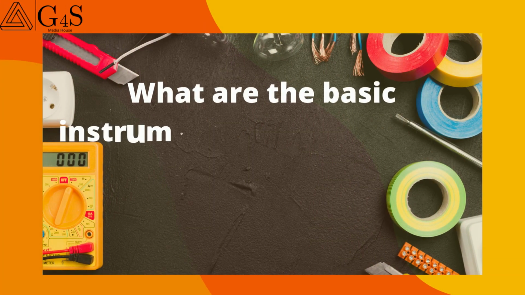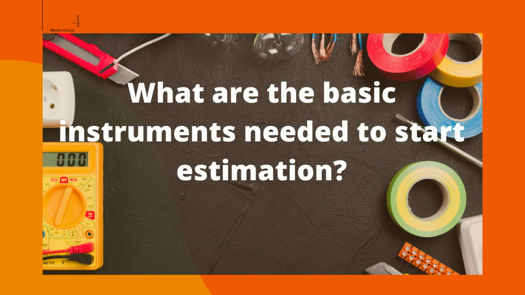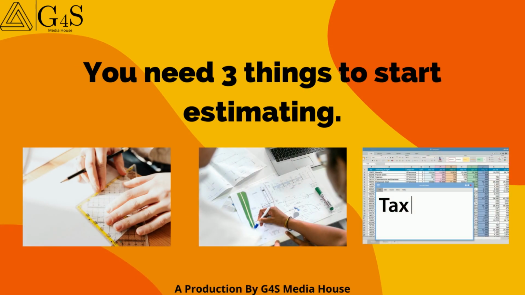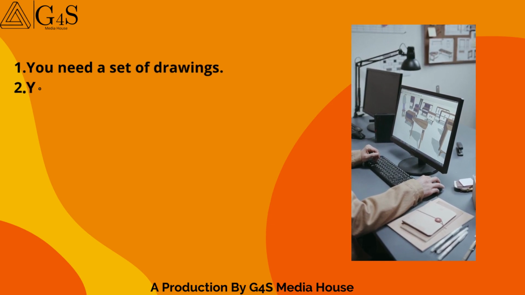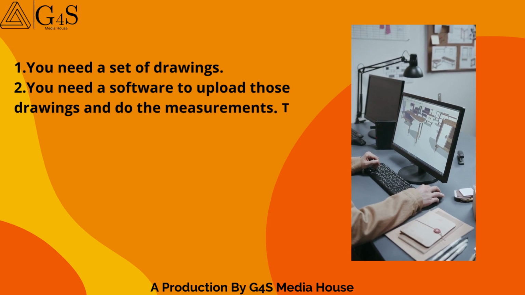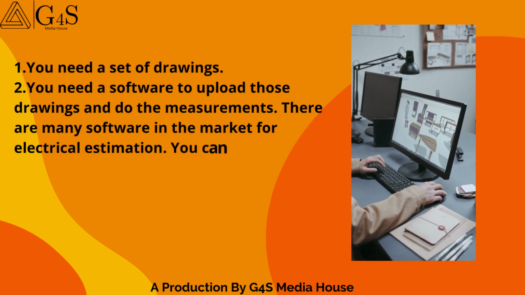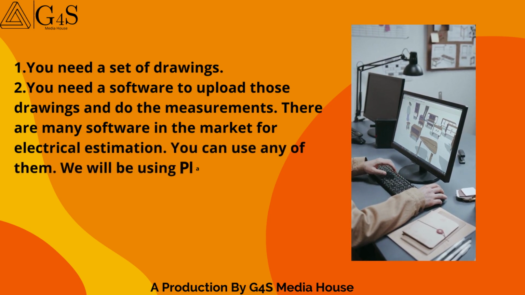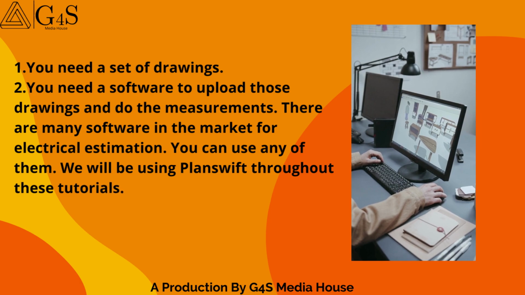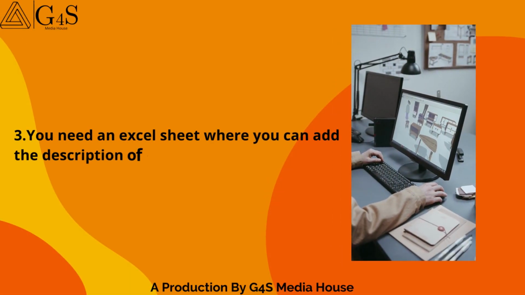Next question. What are the basic instruments needed to start estimation? You need three things to start estimating. You need a set of drawings. Second, you need a software to upload those drawings and do the measurements. There are many softwares in the market for electrical estimation. You can use any of them. We will be using PlanSwift throughout these tutorials. Third, you need an Excel sheet where you can add the description of items.